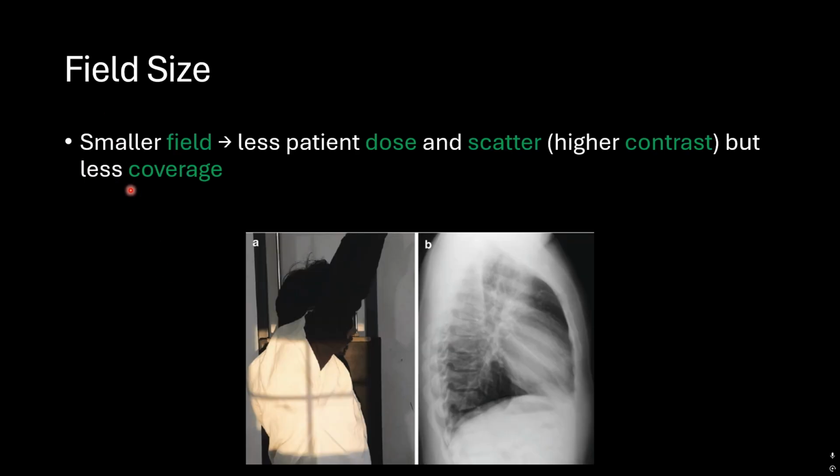Now we have the field size. A smaller field will cause less patient dose and scatter, which yield a higher contrast but less coverage. So as we decrease the light field, for sure we'll be decreasing the exposure area to the patient, which will reduce the patient dose and the scatter in the image, but we will be covering less part. Must include entire anatomy of interest. If you're interested in the whole chest here, we need to open that light field to cover all that area.